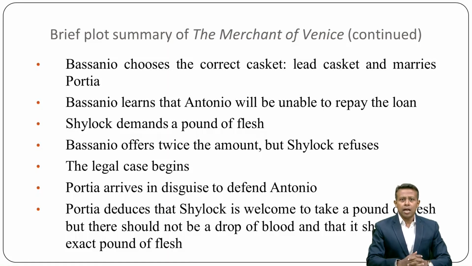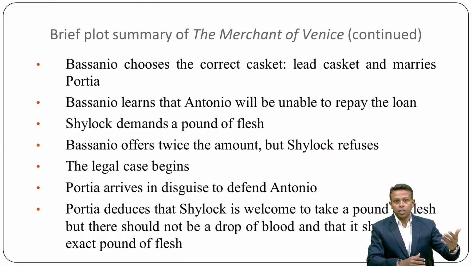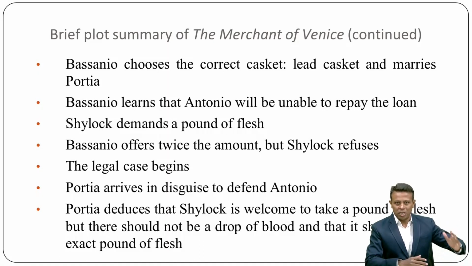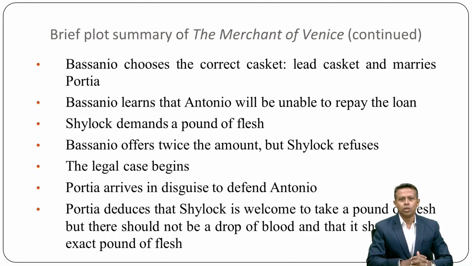The legal case begins, and just at the moment when the case is about to begin, Portia arrives all the way from Belmont. She arrives where the case is about to start. She arrives at the court, but she's disguised. She's disguised as a male lawyer. So she is not her real self. She disguises herself, and she comes and she proclaims that she is here to defend Antonio. Remember, Antonio is the best friend of her husband, Bassanio. So she has come to defend Antonio.